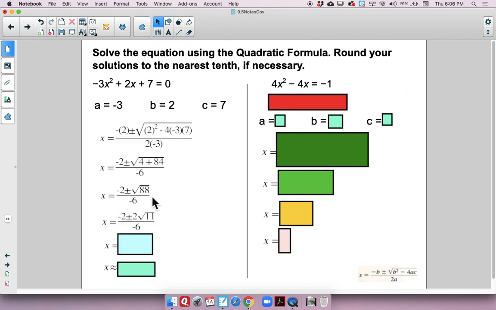Remember 2 root 11, because root 88 is the same thing as root 4, root 11. I'm sorry, root 8, root 11. Ooh, wait a minute. That is not right, is it? There is a mistake there. Do you see that? What should root 88 become? It should become root 4, root 22, isn't it? So that's not good. This should not be 2 root 11 up there. What should it be instead? Yeah, 2 root 22. And then you can go ahead and simplify from there.